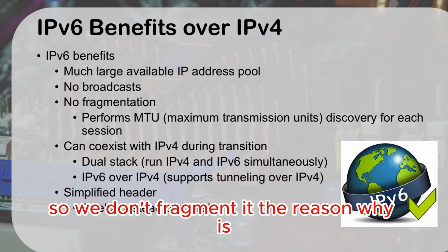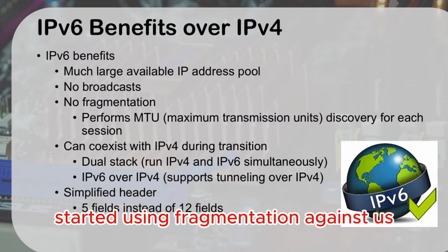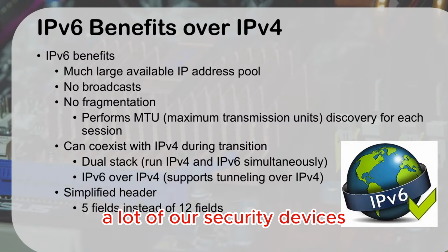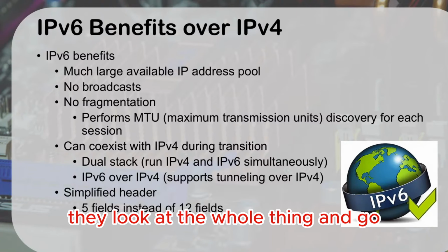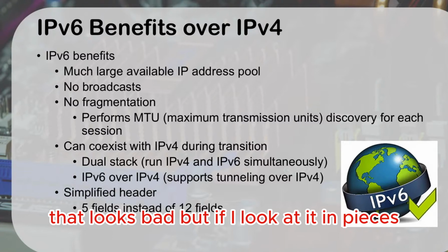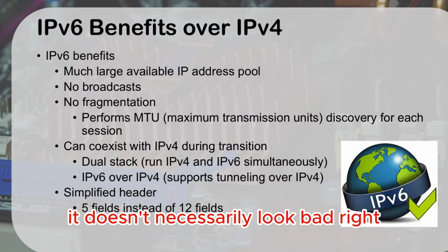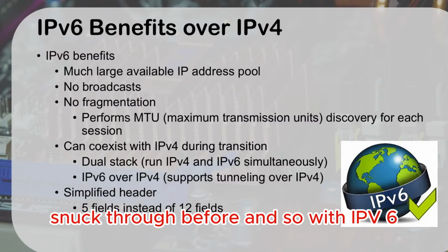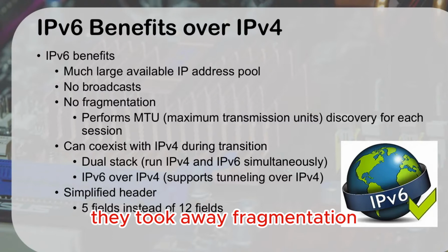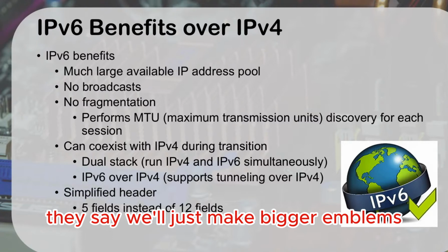The reason why is a lot of bad guys started using fragmentation against us. A lot of our security devices, when they're looking for something bad, like a malware or a virus, they look at the whole thing and go, that looks bad. But if I look at it in pieces, it doesn't necessarily look bad, right? And so fragmentation could get things snuck through before. And so with IPv6, they took away fragmentation and said, we'll just make bigger envelopes.